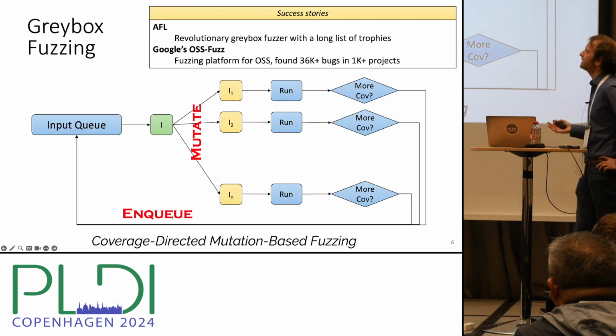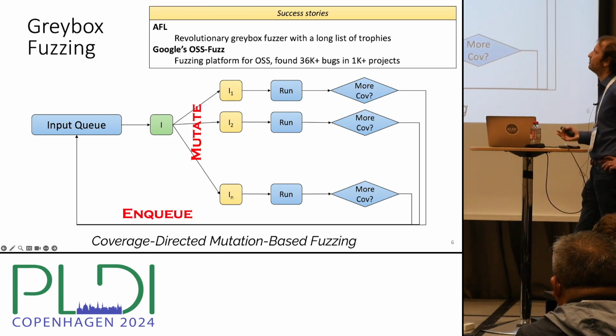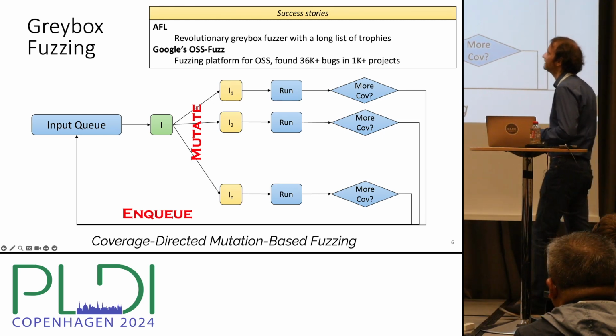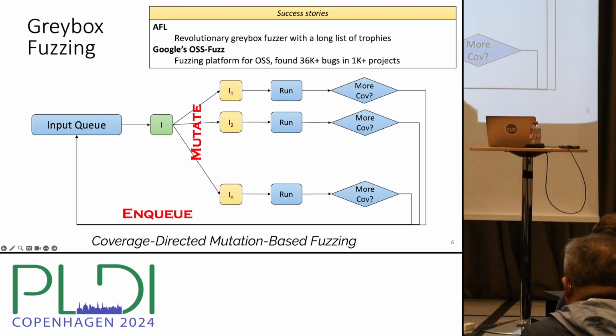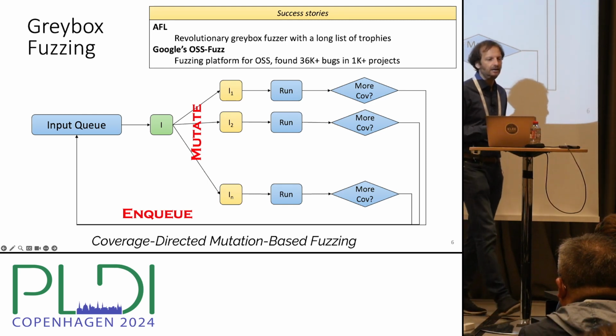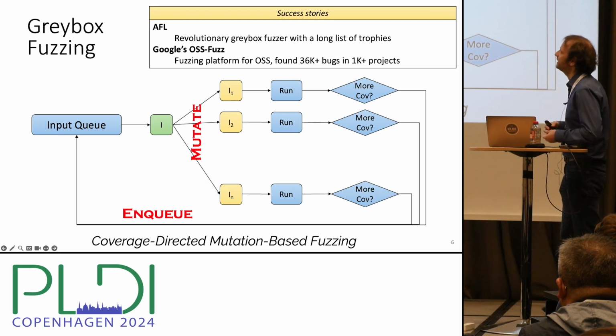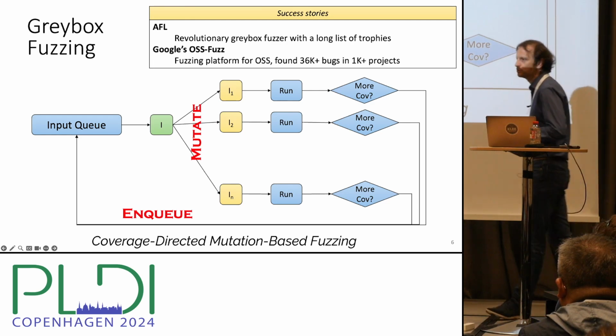And then, in terms of success stories, there's a couple of examples. AFL really has revolutionized greybox fuzzing and has a long list of trophies. And you may have heard about Google's OSS-Fuzz, which is a fuzzing platform where they run many of these greybox fuzzers looking for bugs in open source software. They have found an impressive number of bugs using these techniques, over 36,000 in over 1,000 open source programs.